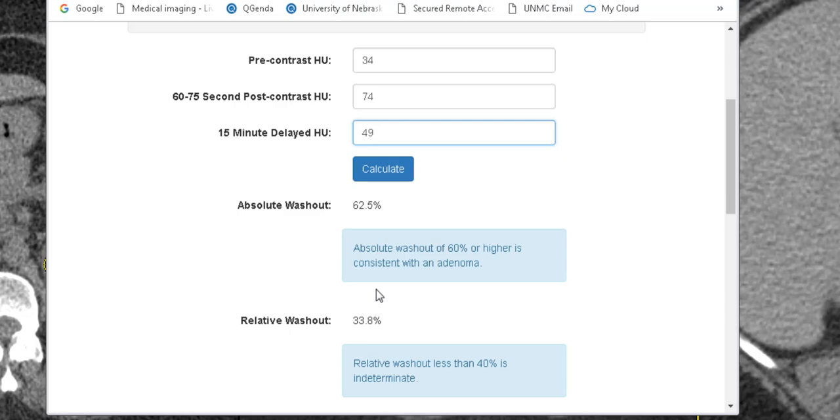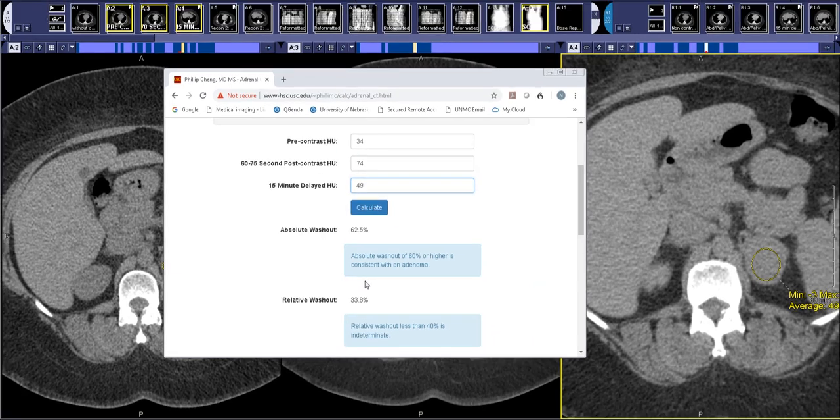In general, most of these are non-diagnostic dilemmas. If it's close or if it's equivocal, usually I will read it out as indeterminate. But if you get either of these washout calculations as being above 60 and 40 respectively, I take it to be a benign adenoma.